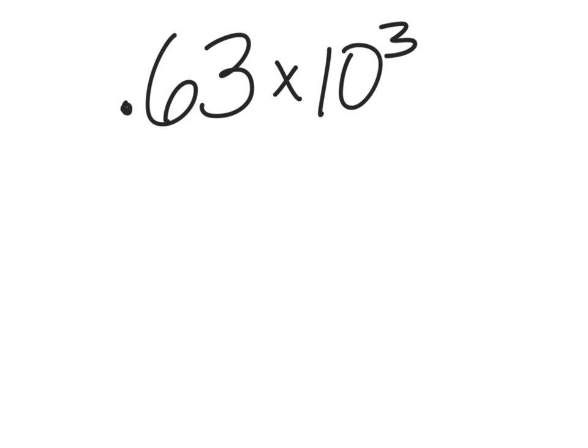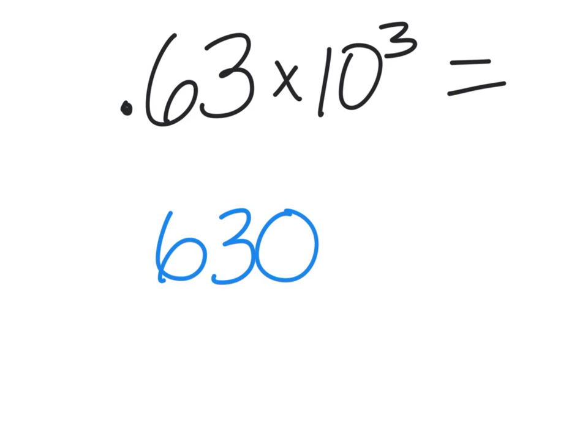Let's try another one. 63 hundredths times 10 to the third. So I'm going to take my decimal and go 1, 2, in the third spot, and there's nothing there, so I'm going to have to add a 0. So 630. Okay?